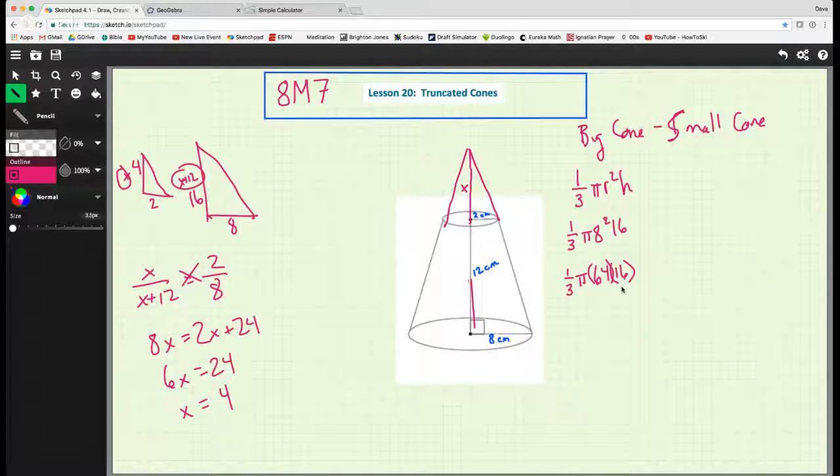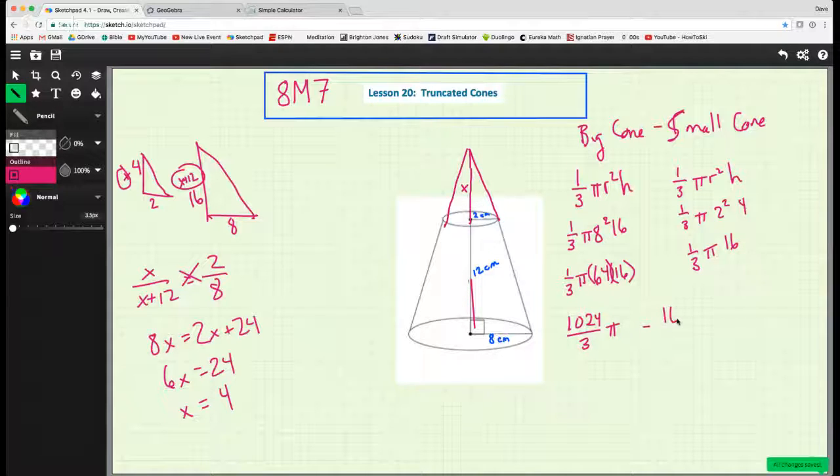64 times 16, as we all know, is 1,024. So the answer here is 1024 over 3 pi. The small cone is similarly 1/3 pi r squared h, which is 1/3 pi times 2 squared times h, which is 4, which we all know is 1/3 of pi times 16.